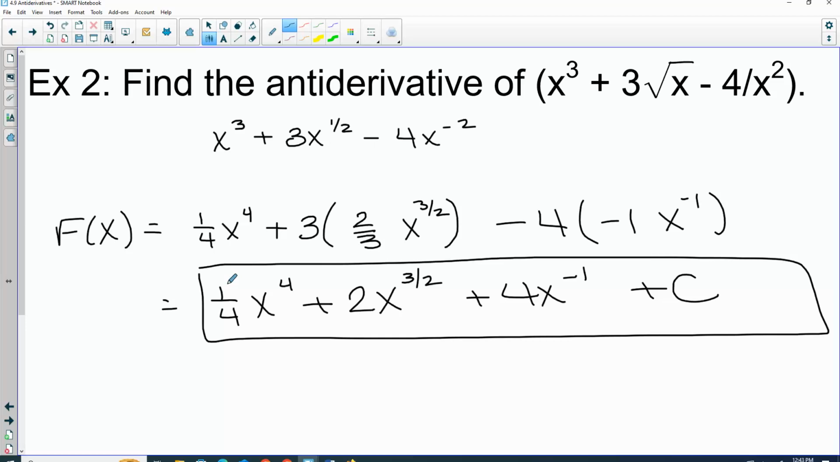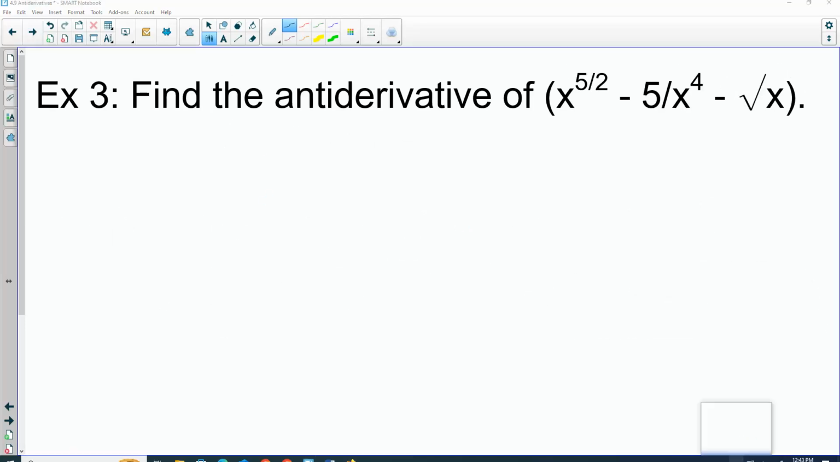You guys want to try one? Take a second, see if you can figure this one out. So if we first rewrite x to the 5 halves, how would you write 5 over x to the 4? Negative 5x to the negative 4. Minus a square root of x.